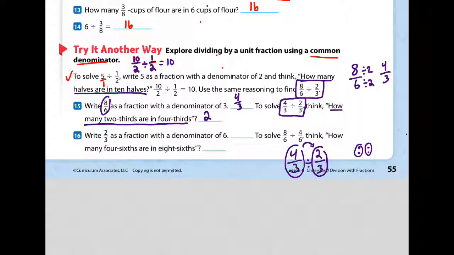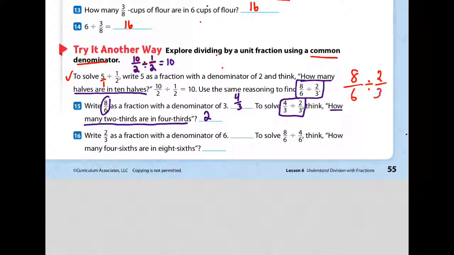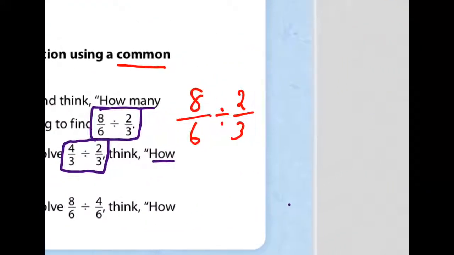Now in 16, we're going to do it a little bit differently. We're still doing the same problem, so let me erase some of the junk I've written down. In this one, we're going back to the original problem, which is 8/6 divided by 2/3. But this time, we're not going to reduce the 8/6. So this says, write 2/3 as a fraction with a denominator of 6. So I want you to think of 2/3 and change it so its denominator is 6.